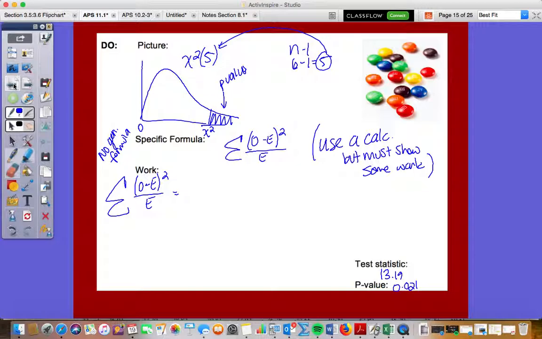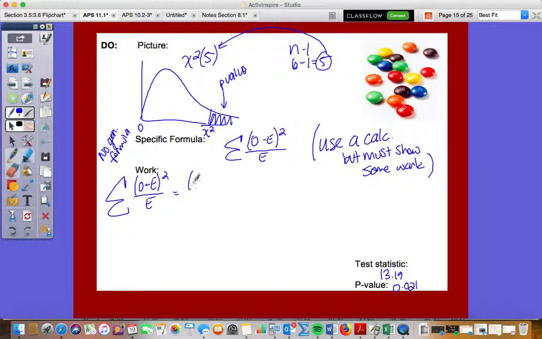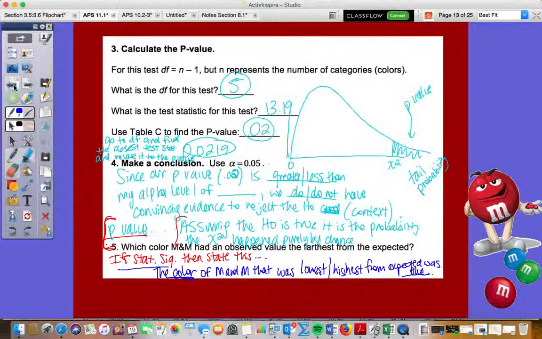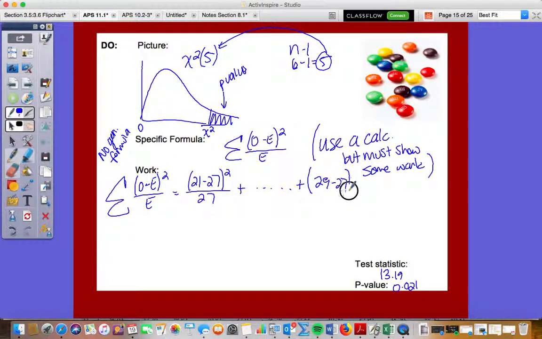Maybe I take the first one. I've seen this done a couple ways. The observed minus expected would be 21 minus 27. So I might say, okay, 21 minus 27 squared over 27 plus dot, dot, dot. And then maybe you just put the last one there, which would be 29 minus 27 squared over 27. And that would give you your chi-squared value, which in this case would be our test statistic of 13.19. So that would be the work. It'd be sufficient. Maybe you would label this as the brown one and this as the red one, so someone could actually follow that. And maybe also put the observed and the expected in the top part as well.